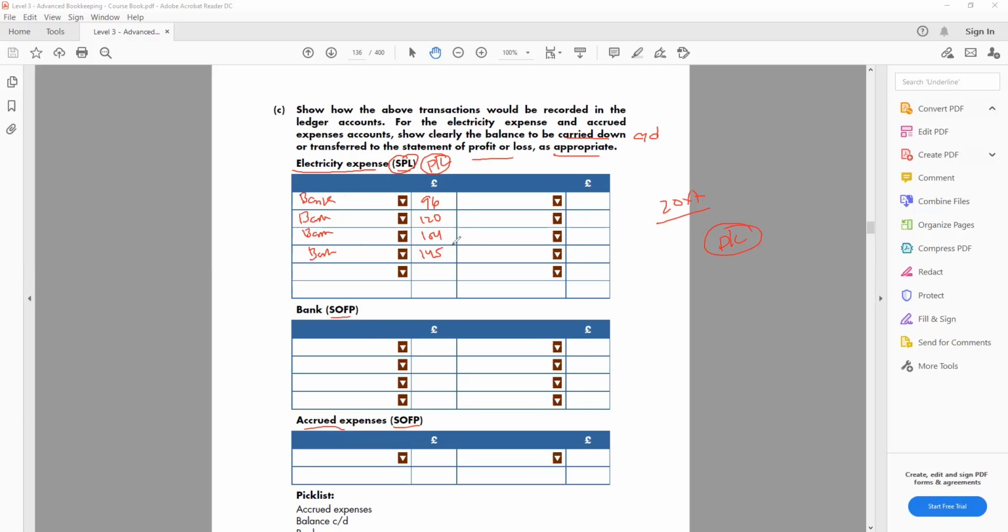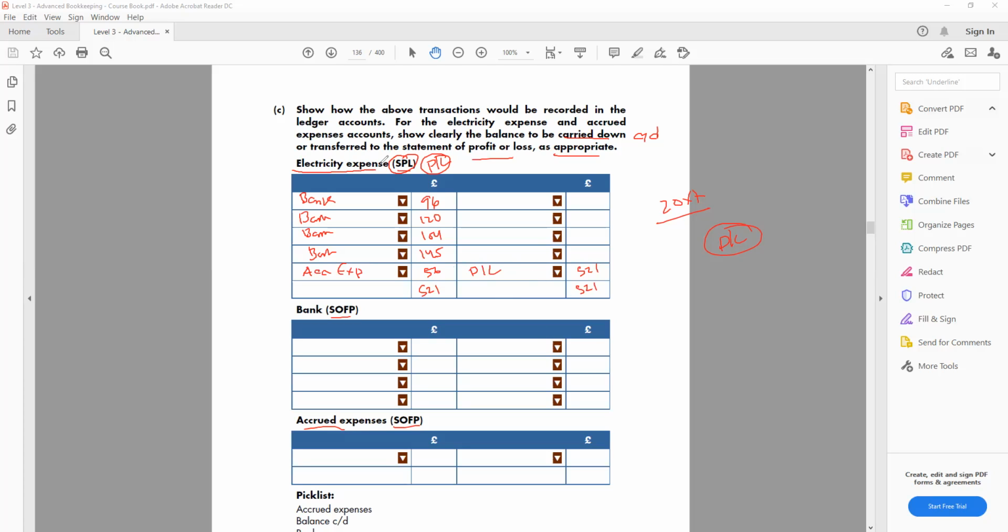145. And finally, we have a £56 expense that we didn't pay from the bank, that is accrued. So accrued expense, and that is £56. So this one is total, that gives me the expense of 521. And all these expenses we charge to the profit and loss account. So we say P&L account, that is 521. We never write balance CD here. Remember that. For the P&L account, we never write balance CD.